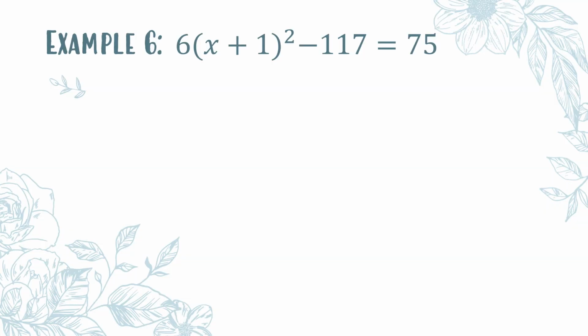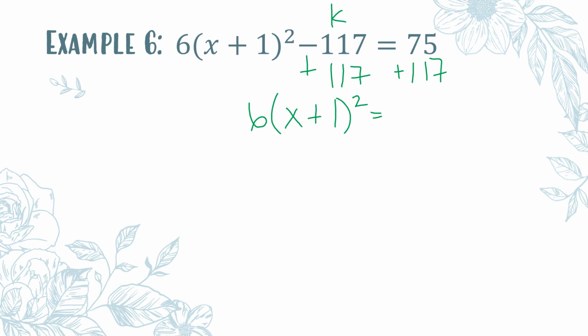All right, example 6. Notice your exponent is outside the parentheses, so that makes this a case 2. That means I cannot distribute the 6. Now, I also don't want to divide by 6 first, so make sure you're looking back at your steps. The first step is to move this value at the end to the other side. So I want to move 117 to the right-hand side. So we're going to bring down the left, 6 times x plus 1 squared equals, and then 75 plus 117 is 192.